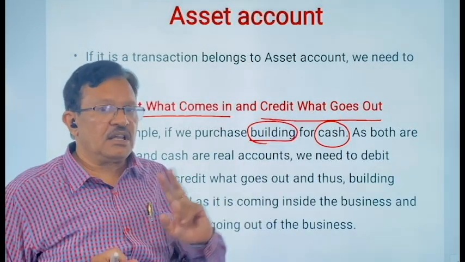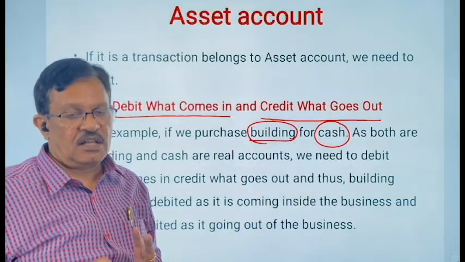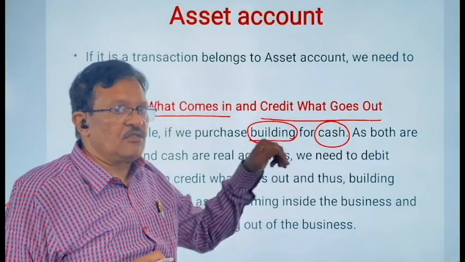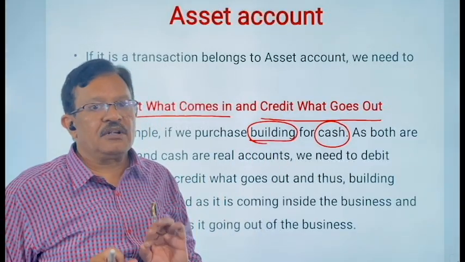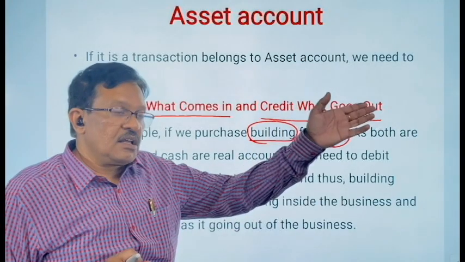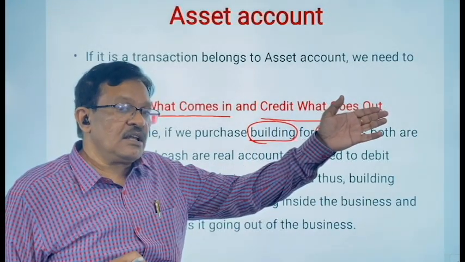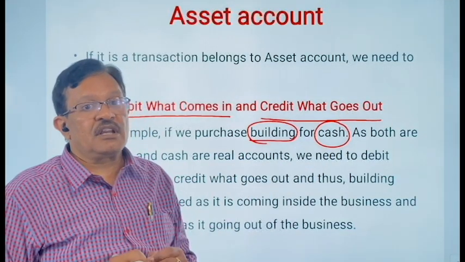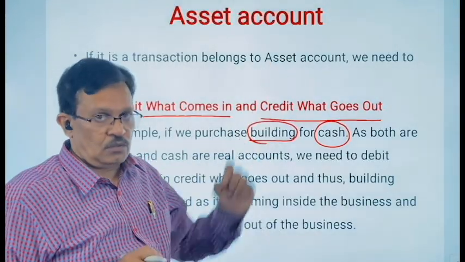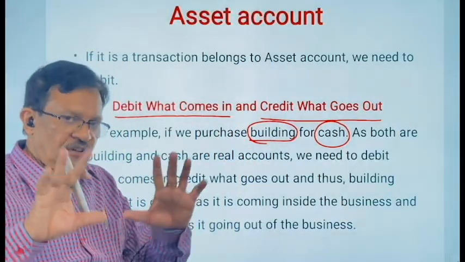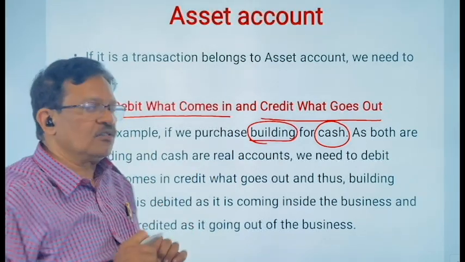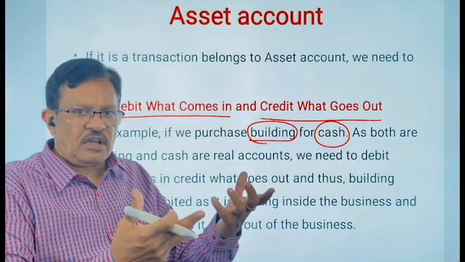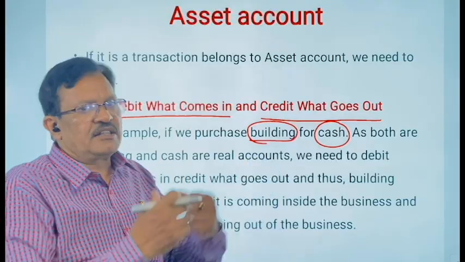When it belongs to the real account, the building relates to the asset account, so we apply this rule: debit what comes in. The building account is going to be debited. When the other party, Sham, is involved, he is giving it, so his account is going to be credited as per the personal account rule. Don't confuse yourself at this level. When it is a real account, we debit what comes in, and when something is going out, we credit that account.